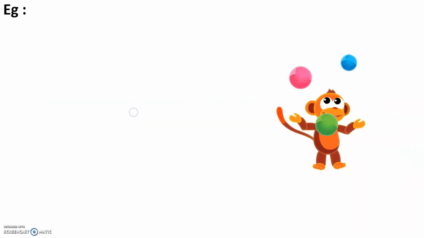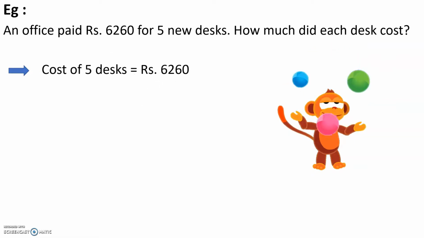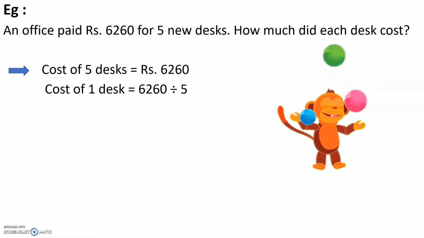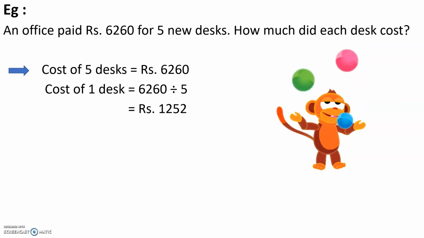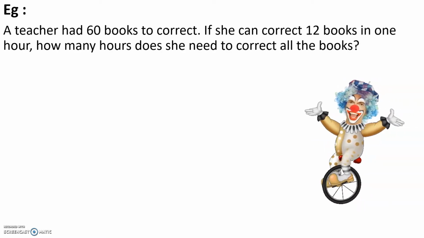One more example. An office paid rupees 6,260 for 5 new desks. How much did each desk cost? Let's see the solution. Cost of 5 desks, 6,260. So therefore cost of one desk is equal to 6,260 divided by 5. When we divide, we get the answer as 1,252. So what is the cost of each desk? 1,252.